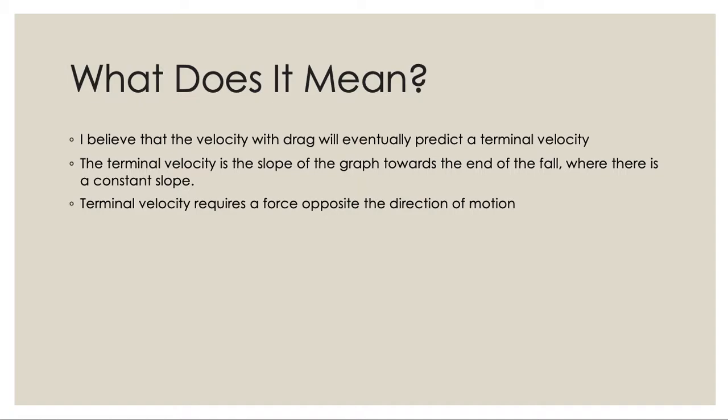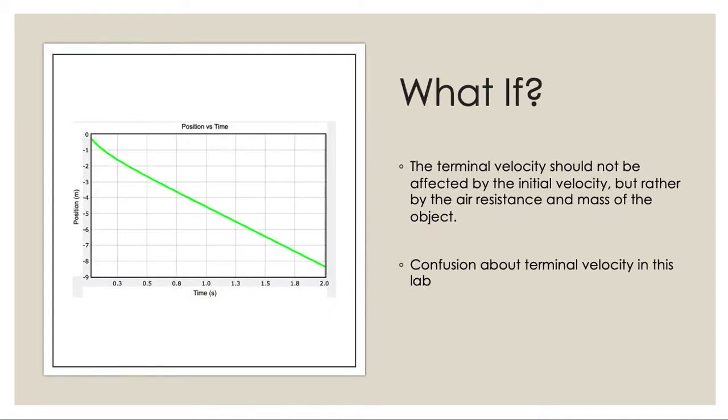With drag force, however, there is an opposing force that can eventually equal the force of gravity, and because the two forces are opposite in direction, they will cancel each other out, and therefore the net force will equal zero, which means that the acceleration will also be equal to zero, meaning a terminal velocity will be found.